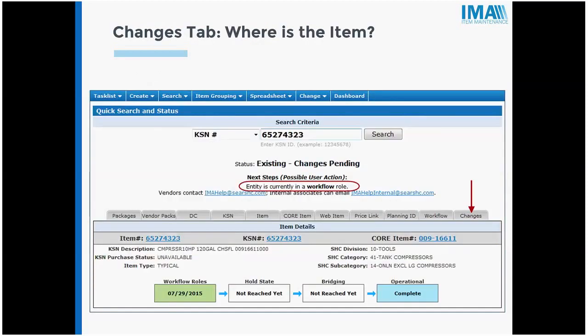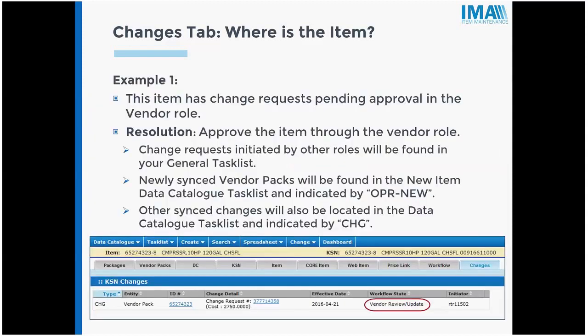Okay, we're going to look at a few examples, ones that mostly fall into this category where it's existing, changes pending, and it says entities currently in the workflow role. So again, that's not enough information, so you would want to click the Changes tab. This first example we have, this item has change request pending in the vendor role. If you look over here at type, you see CHG, that means change. Under change detail, we can actually see what that change request is.